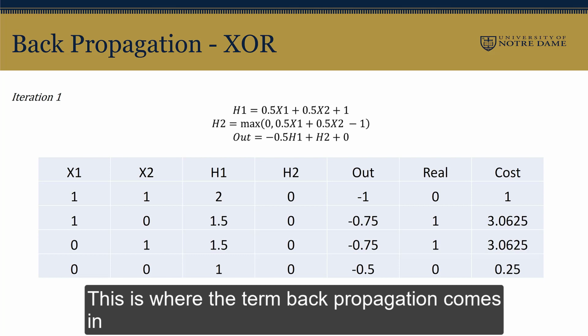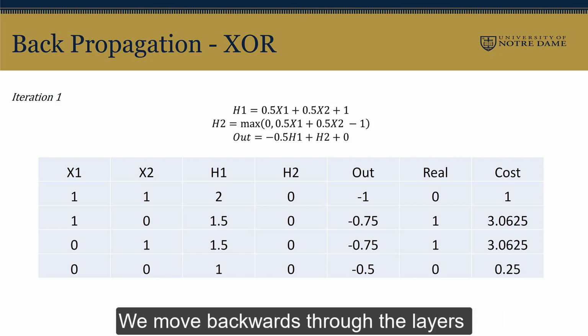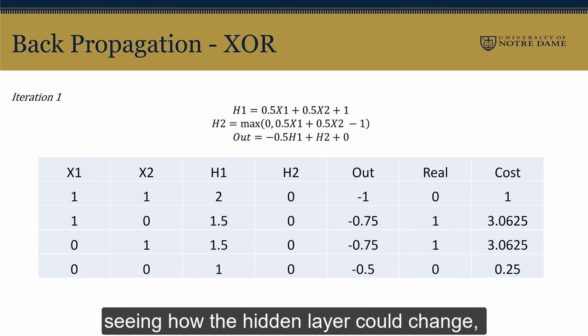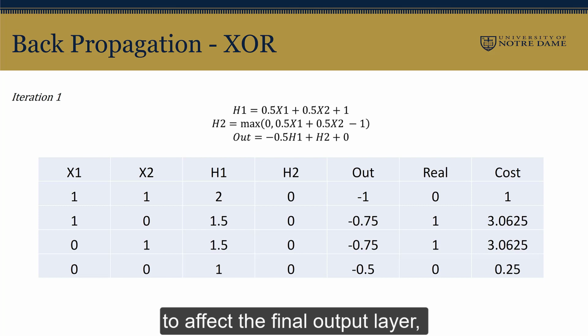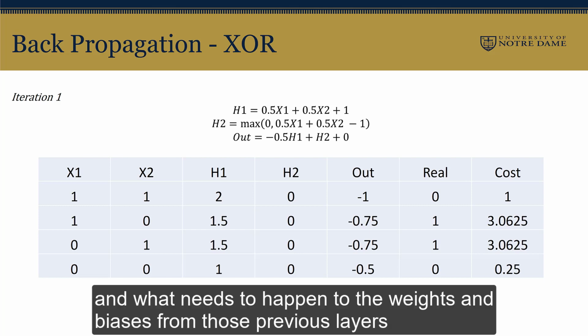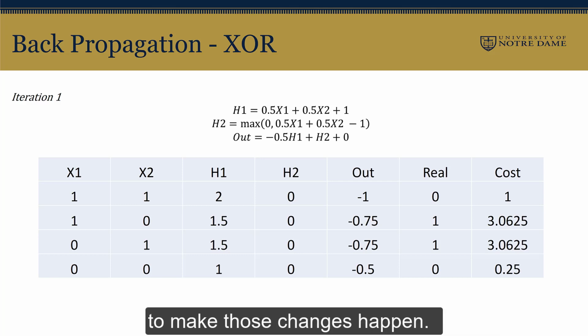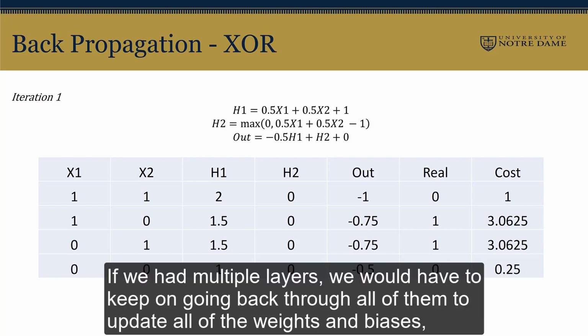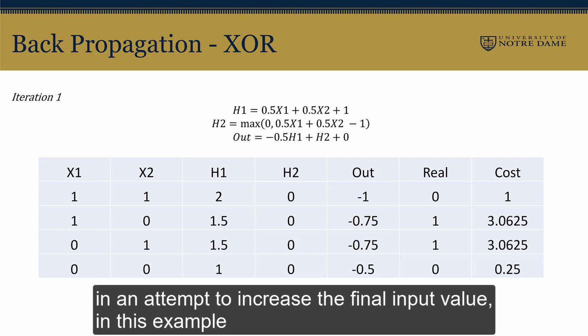This is where the term backpropagation comes in. We move backwards through the layers to see how the hidden layers could change to affect the final output layer, and what needs to happen to the weights and biases from those previous layers to make these changes happen. If we had multiple layers, we would have to keep going back through all of them to update all of the weights and biases in an attempt to increase the final output value in this example.